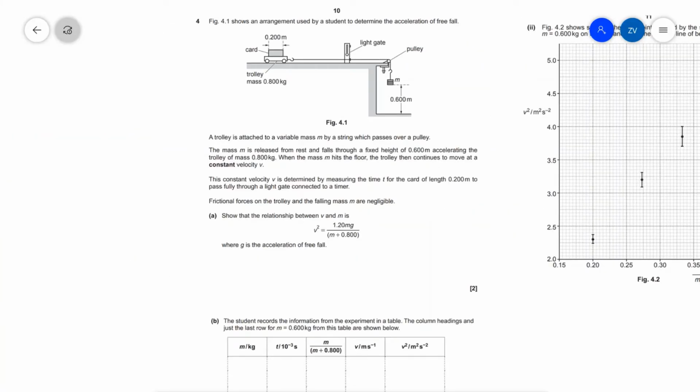Okay, question 4. We have a mass which is falling down, and essentially it's pulling a cart along this line over here. Now we need to show that the following relationship, v squared is equal to 1.2 mg over m plus 0.008, is true. And this looks like a complicated expression, however it's only 2 marks, so it's most likely easily derivable from energy. And additionally, I know that the formula for kinetic energy is a half mv squared, so this is probably where this factor of v squared comes from. Okay, well, let's have a go.